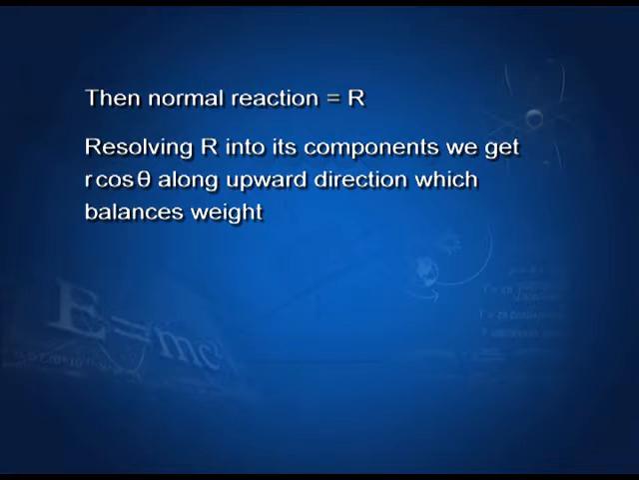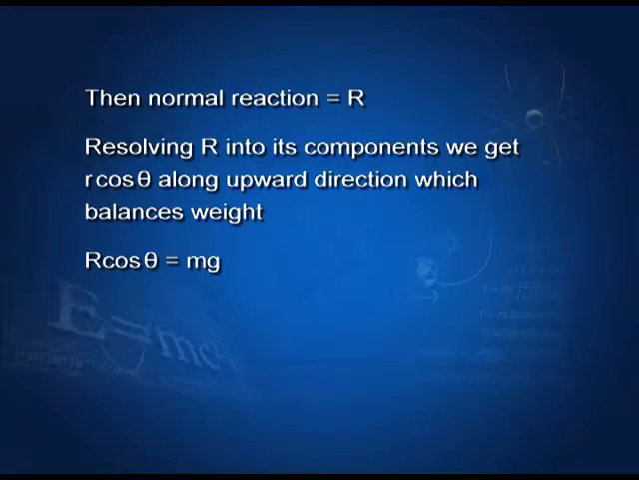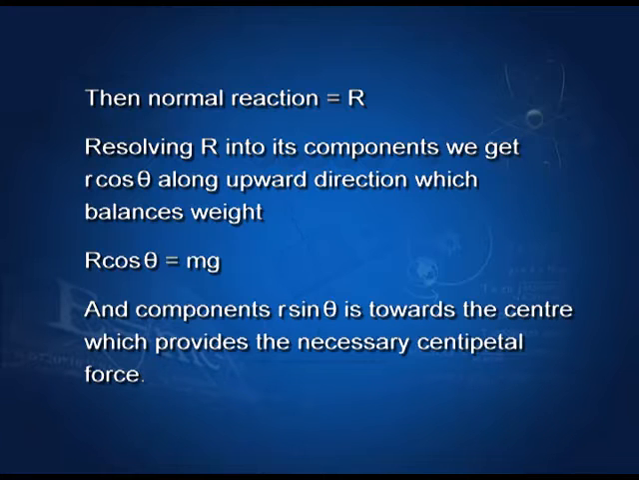Resolving R into its components, we get R cos theta along the upward direction, which balances the weight of the body, which is in the downward direction. So, R cos theta equals mg, and the second component R sin theta is towards the center, which provides the necessary centripetal force. So, R sin theta is equal to mv square upon r.